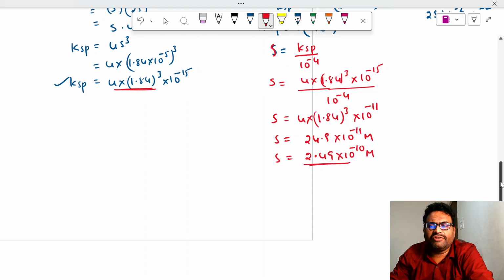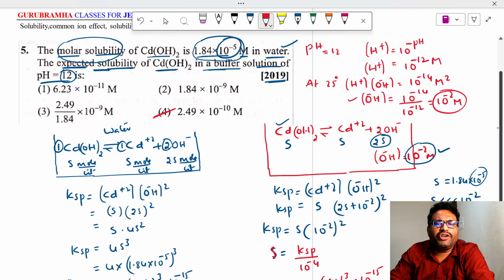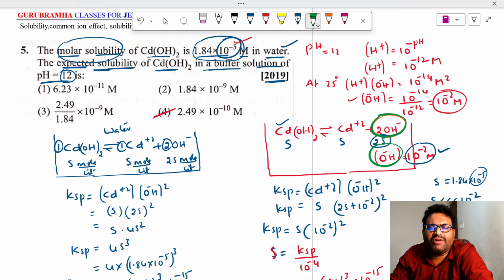Okay. So where is that option? The option is here: 2.49 into 10 power minus 5. So in water, its solubility is in the range of 10 power minus 5. But when you are dissolving it with a common ion, is there a common ion here? Yes, there is. OH minus is the common ion here. These two are common ions.